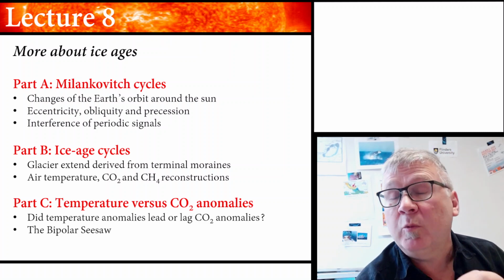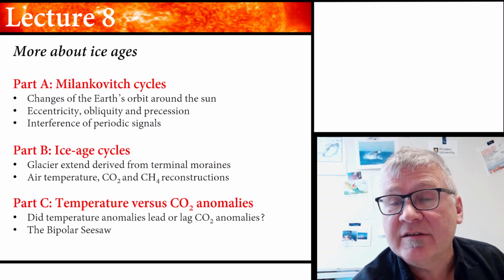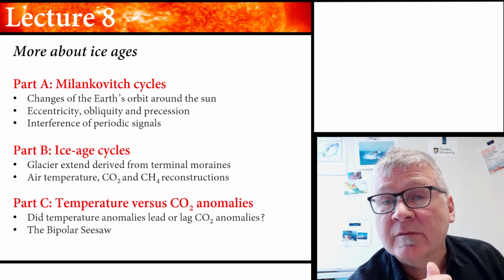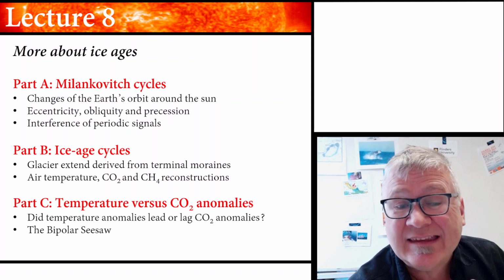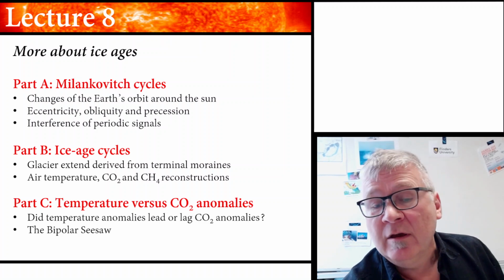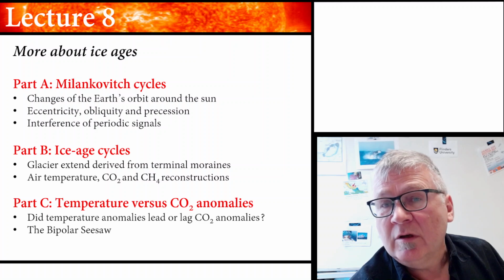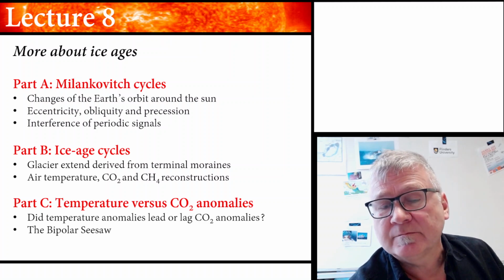So in part B, we have another look at ice age cycles. We look at the last glacial maximum, and we look at the extent of glaciers derived from terminal moraine. And then we look at reconstructions of air temperature, CO2, and methane. Let's see what we can learn from that.